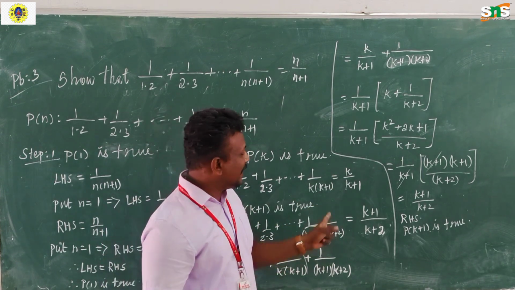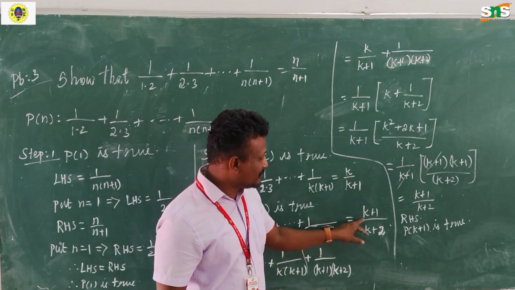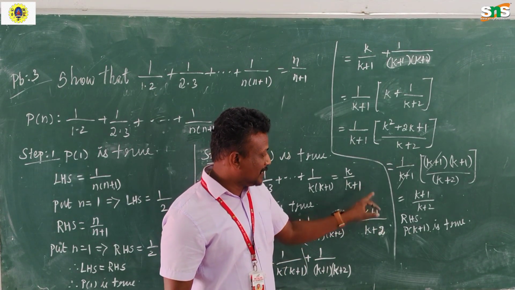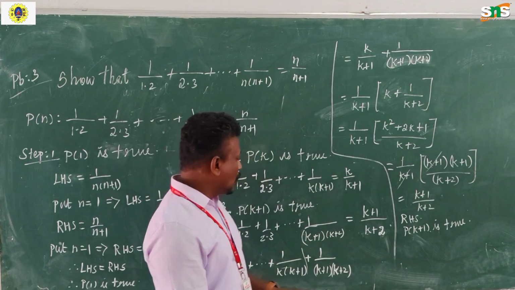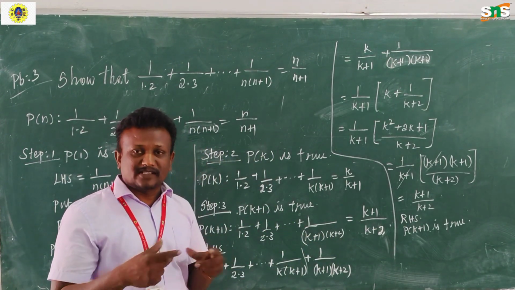At the same time, we have to replace our right hand side also by k plus 1. So what is our value? K can be replaced by k plus 1, and k plus 1 is k plus 2, right? Now from this step onwards, our process is starting.